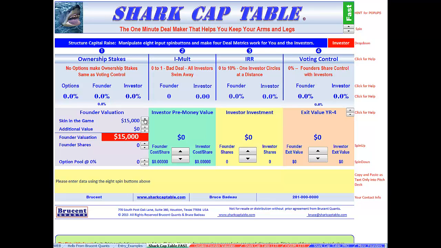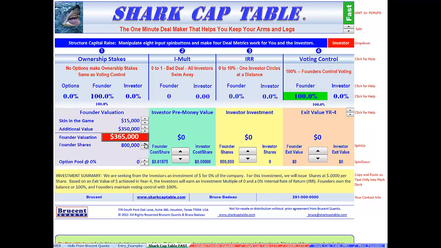Let's say, for example, you have $15,000 of actual cash that you have put in your deal. Let's assume that you have additional valuation: good resumes, maybe some early revenues. You could have intellectual property, patents, trademarks. You could have a terrific website. So let's put $350,000 in. Now you have a founder valuation of $365,000. Let's issue 1,000,000 shares to the founders as a group.